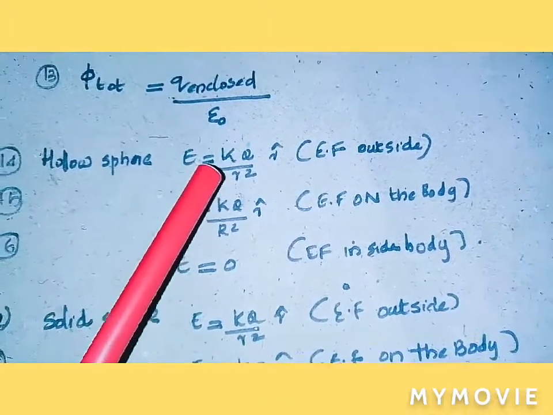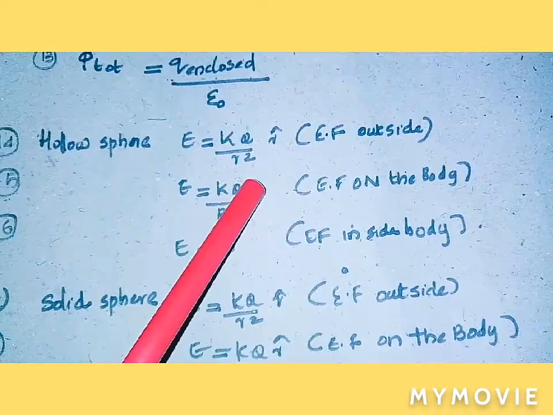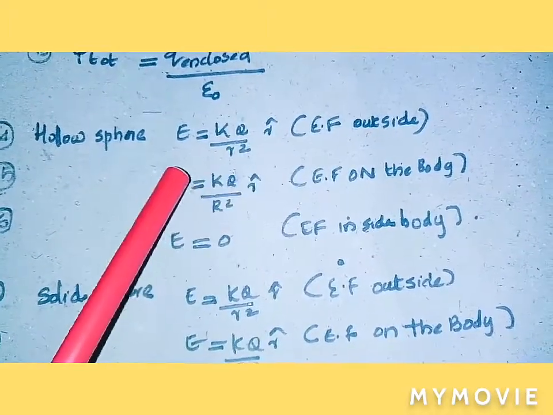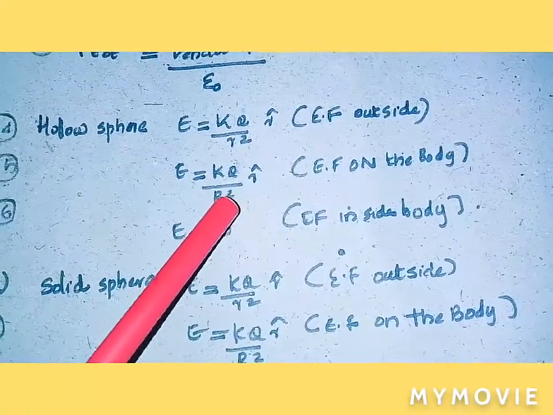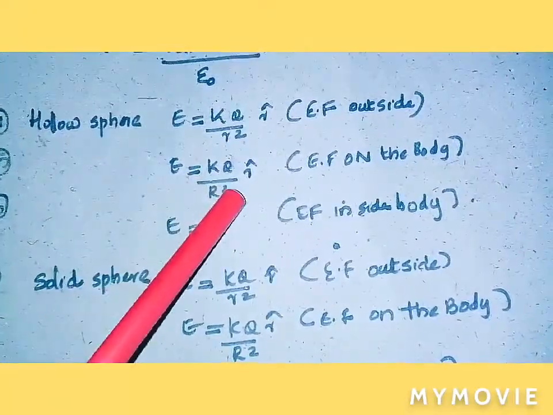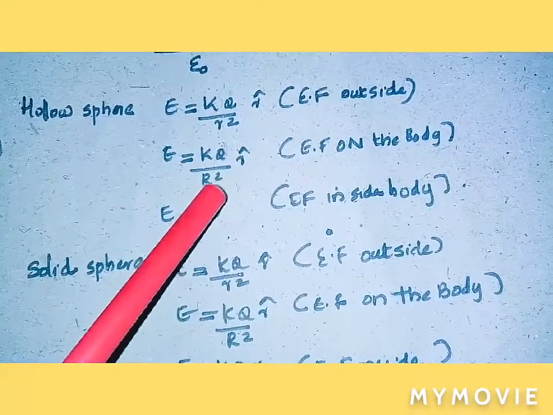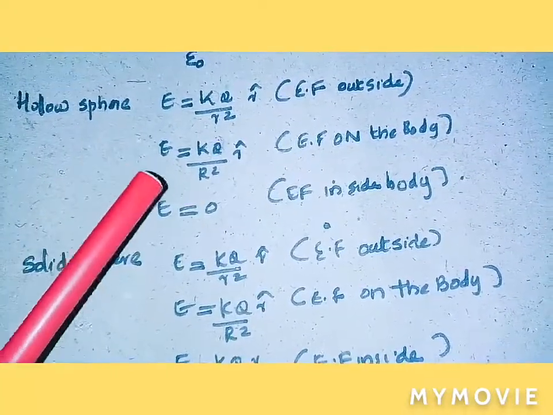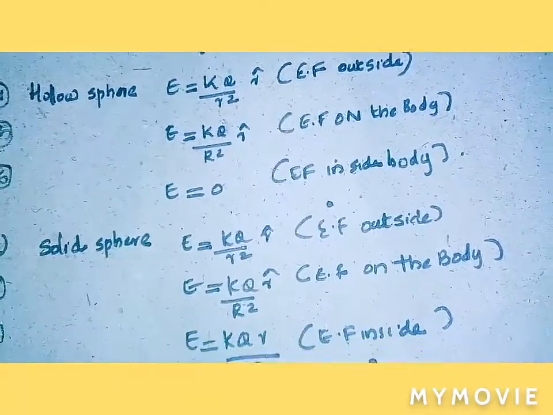Hollow sphere. For a hollow sphere, electric field outside is equal to KQ by small r square r cap, where r is the distance from the point to the hollow sphere. E is equal to KQ by capital R square R cap is the electric field on the body, where capital R is the radius of the hollow sphere. And E is equal to 0 for electric field inside the body.